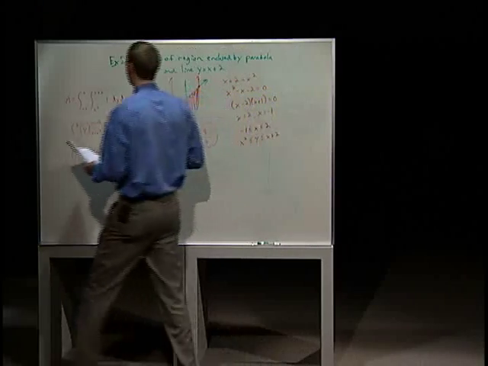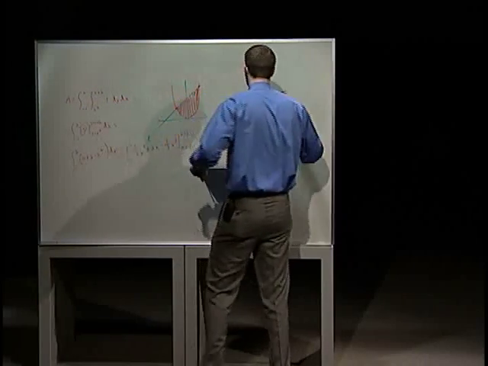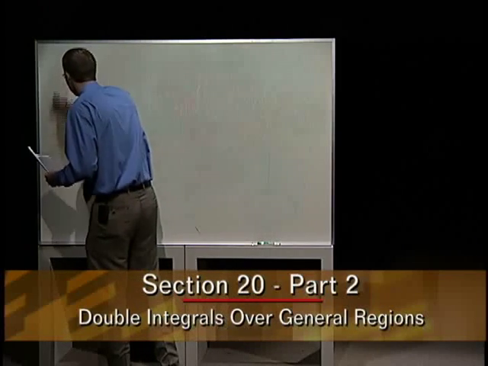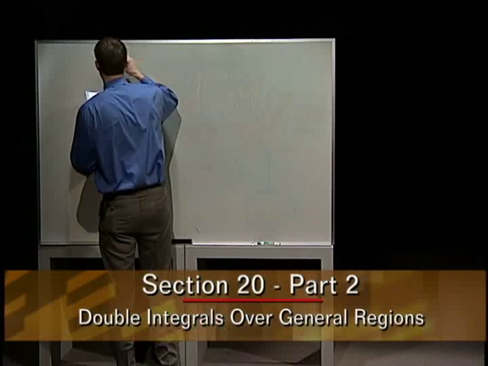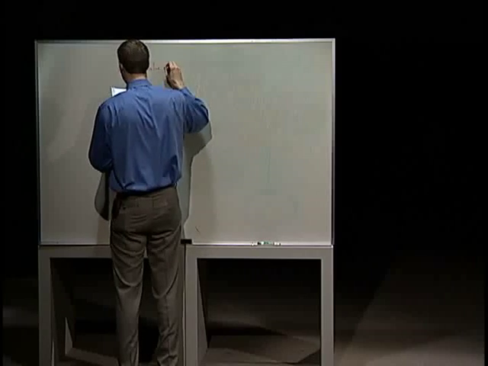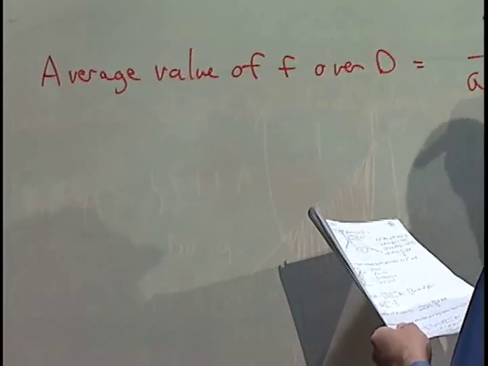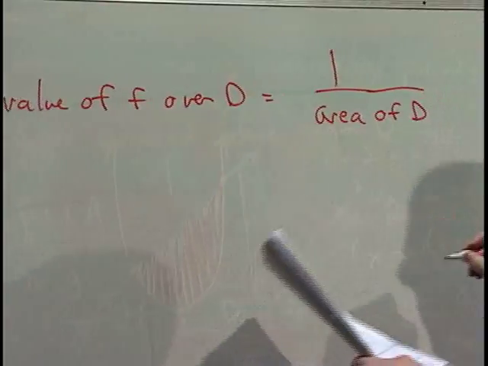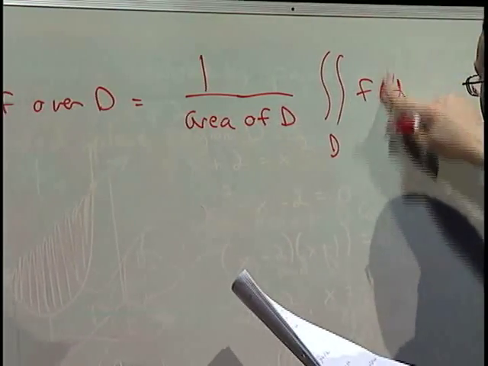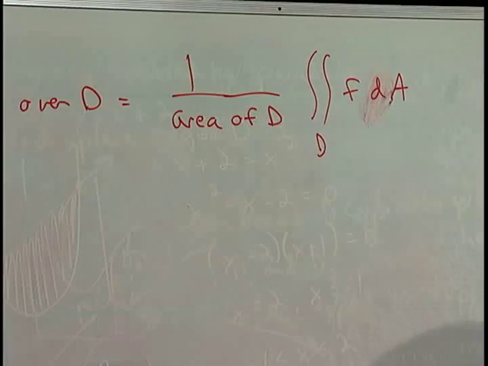One other application that's worth looking at very briefly is average value. Again, this should look familiar to you from single variable calculus, so there's not a whole lot of surprise here. I won't derive the formula, but it basically is very intuitive. So the average value of f over D is 1 over the area of D times the double integral of f dA, right? So there's the formula, okay?